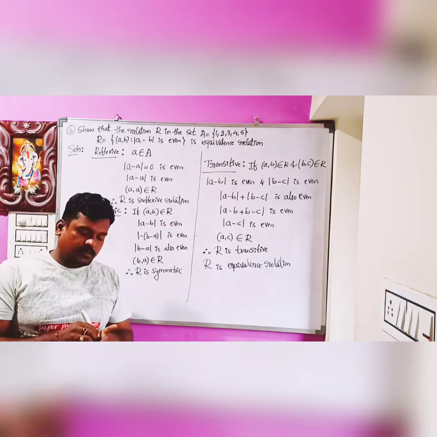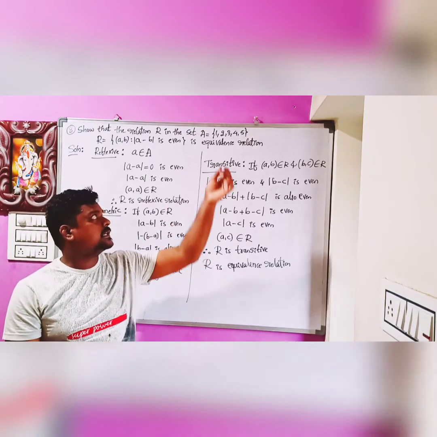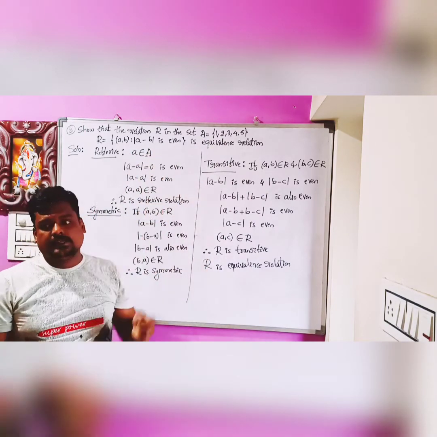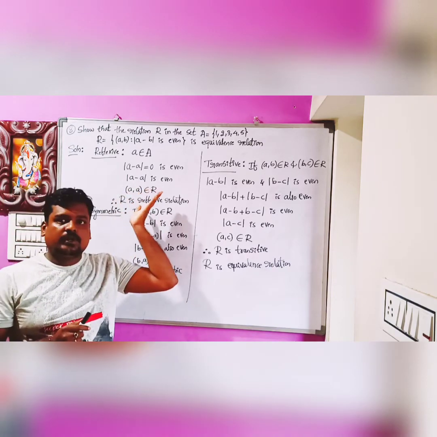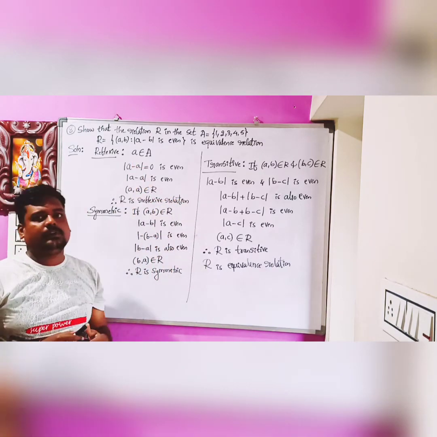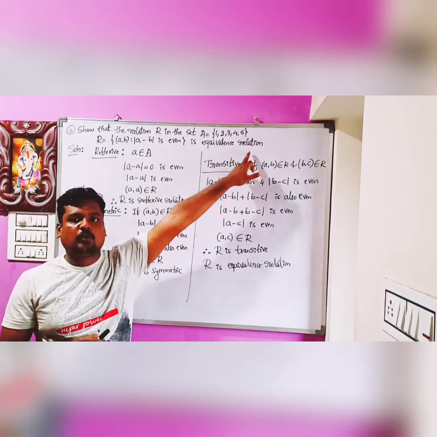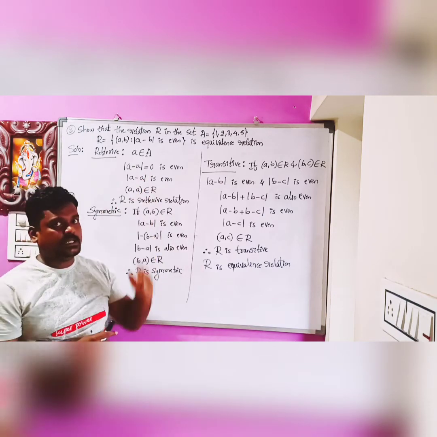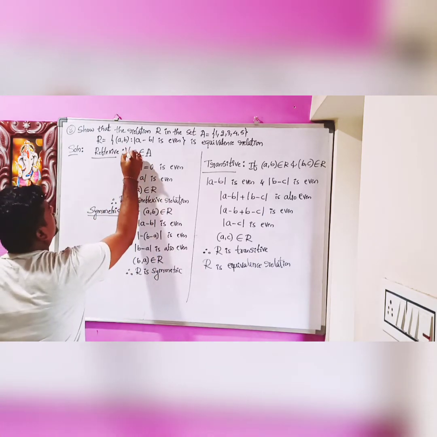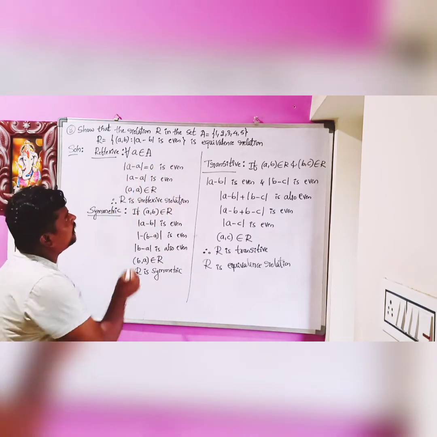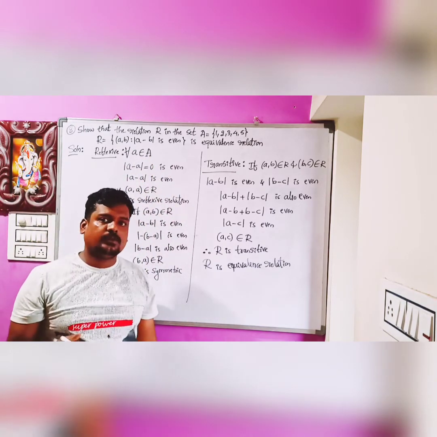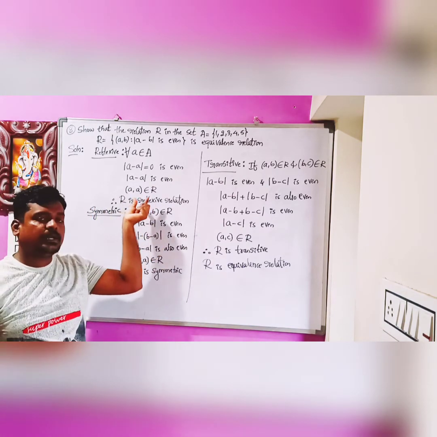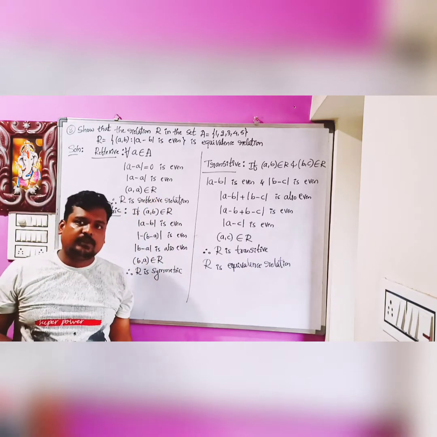Given that this relation is defined on a set A, what is that set A? 1, 2, 3, 4, 5. This relation is defined as mod A minus B is even. For reflexive, only one element is required, which may be any element among 1, 2, 3, 4, 5. For all A belonging to capital A, A minus A, any number subtracted from itself, is 0, and 0 is also an even number. So therefore we can say A comma A belongs to R. So R is a reflexive relation.